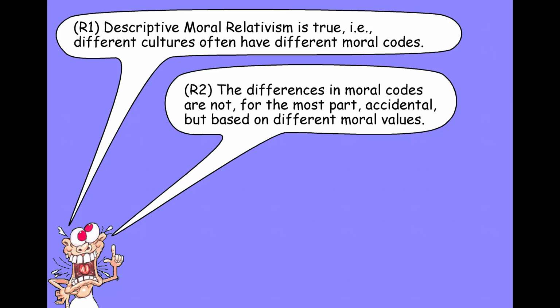The second premise asserts that those differences in moral codes, those different moral practices that we find in cultures, are not, for the most part, accidental, but they're based on different moral values, so that one culture has one moral value, another culture has a different moral value, and those different moral codes reflect the basis that they have in different moral values within those cultures.